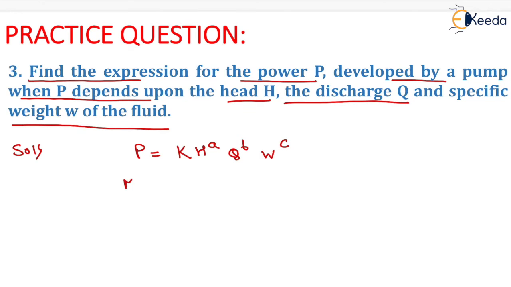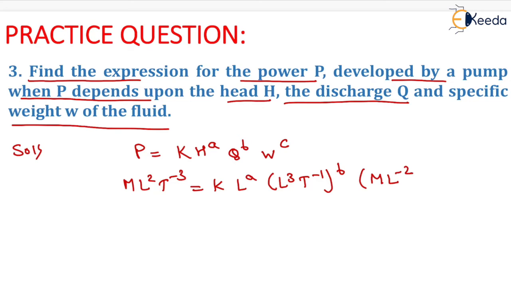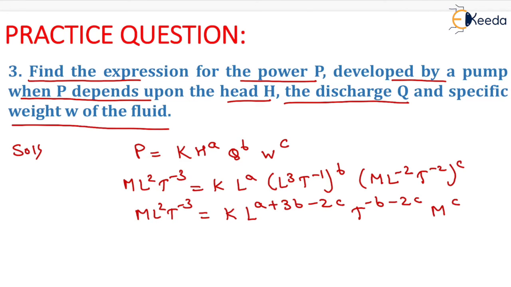So it will be ML^2 T^-3 equals K into L to the power A. Now the dimensional formula for Q will be L^3 T^-1, whole to the power B, and for W it will be M L^-2 T^-2, whole to the power C. Now on rearranging this we will have L to the power A plus 3B minus 2C. Similarly T to the power minus B minus 2C and M to the power C only.